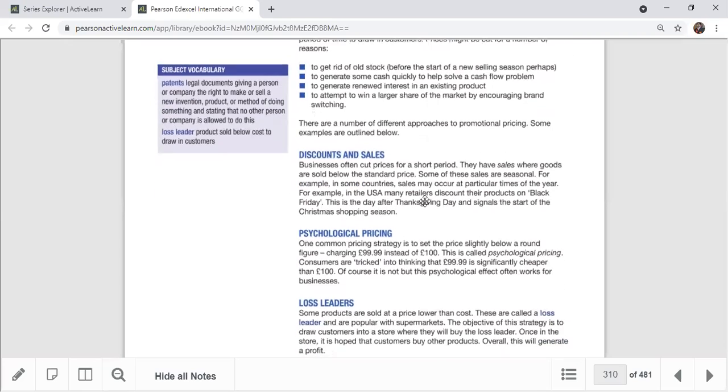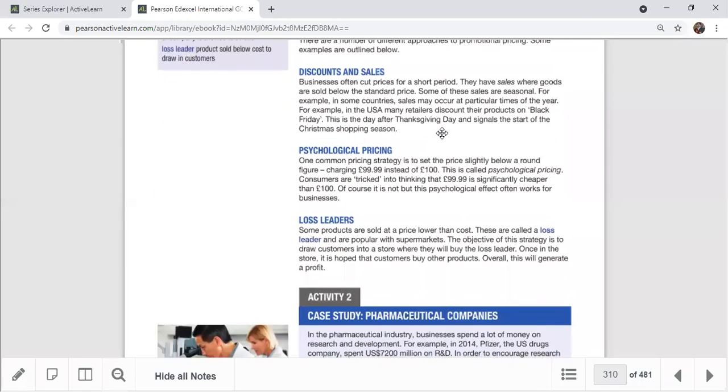First one is discount and sell. You might see discount and sell, 20% off, 50% off, 40% off sometimes, giving huge discounts. Businesses often cut prices for a short period, and they have sales where the goods are sold below the standard prices. Some of these sales are seasonal. For example, in some countries, the sales may occur at particular times of the year. For example, in the USA, many retailers discount their products on Black Friday, the day after Thanksgiving Day, which signals the start of the Christmas shopping season.